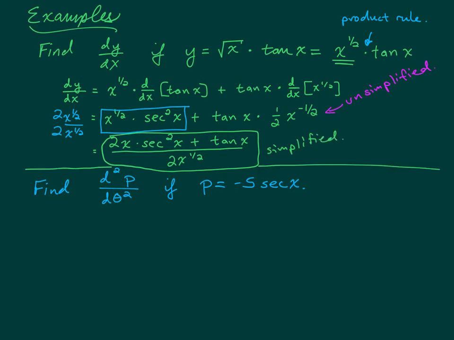For this next example, you are asked to find d squared p over d theta squared. And in order for this to work over here, I need to have a theta here where secant is, so secant theta. There we go. So the function, you can see now, is p equals -5 secant theta. So we can find the first derivative of this just using the knowledge of the derivative of secant, meaning dp d theta is -5 secant theta tangent theta.